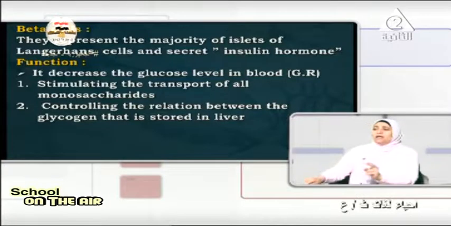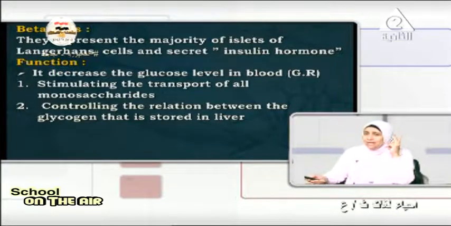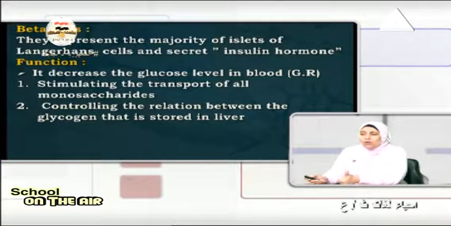What are the beta cells? Beta cells are found in the majority of the islets of Langerhans and secrete insulin hormone. We said that there are 2 types of cells, alpha cells and beta cells. Alpha cells secrete the glucagon hormone, while beta cells secrete the insulin hormone. What is the function of these cells? It decreases the glucose level in blood, also stimulating the transport of monosaccharides, controlling the relation with glucagon that is stored in the liver.